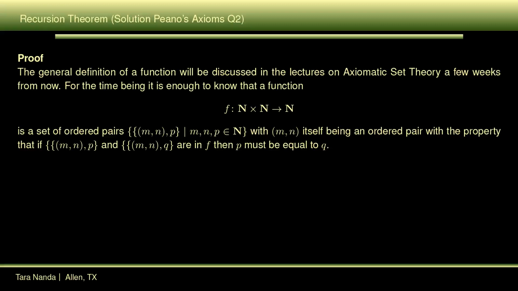The general definition of a function will be discussed in the lectures on axiomatic set theory a few weeks from now. For the time being, it is enough to know that a function f with domain N cross N and taking values in N is a set of ordered pairs ((m, n), p), where m, n and p are natural numbers, with the pair (m, n) itself being an ordered pair, with the property that if ((m, n), p) and ((m, n), q) are in f, then p must be equal to q.